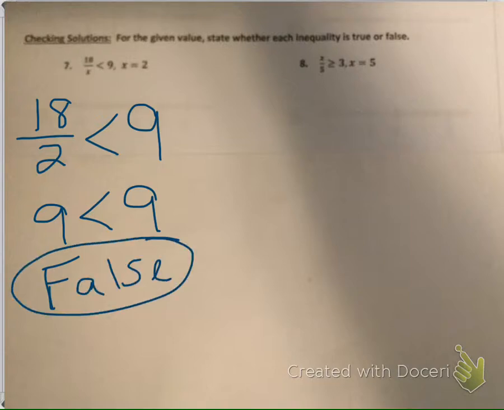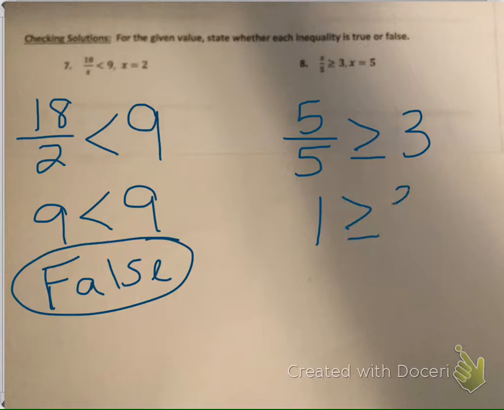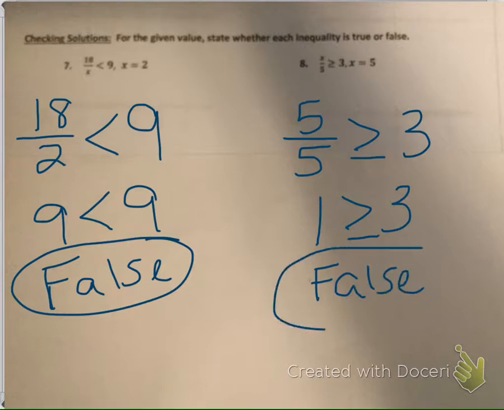Next one. I have x over 5 is greater than or equal to 3 if x equals 5. So we have 5 over 5 is greater than or equal to 3. Well, 5 divided by 5 is 1. Is 1 greater than or equal to 3? That would be false again. That is not true. 1 is less than or equal to 3, but not greater than or equal to.